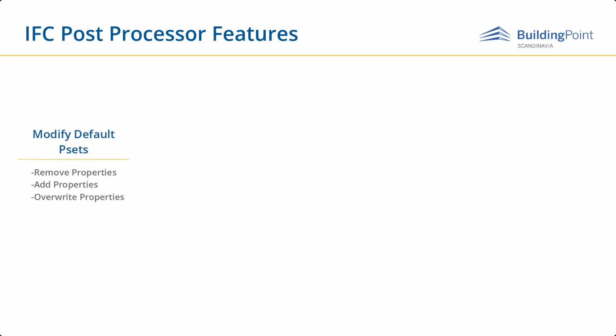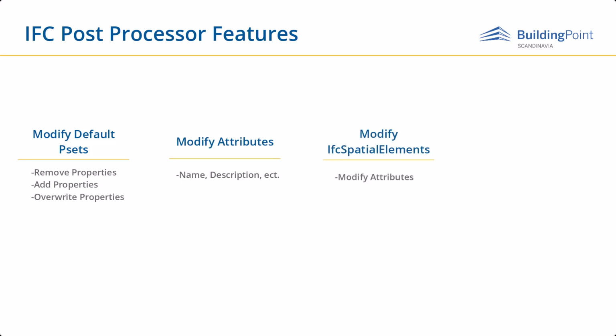The user can add or delete properties, but also change their value with a custom mapping from the values of Tekla UDAs and properties. The user can also add new values to IFC attributes for both normal IFC entities and IFC spatial elements. And further, this can be done for a specific selection of objects using Tekla selection filters.